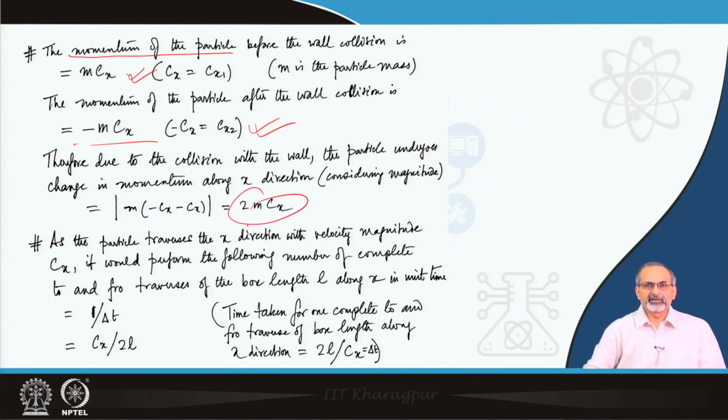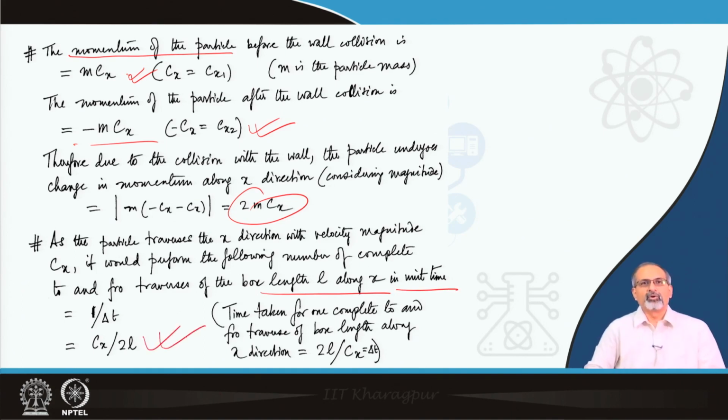As the particle traverses the x direction with velocity magnitude Cx, it would perform the following number of complete to and fro traverses of the box length L along the x direction in unit time.